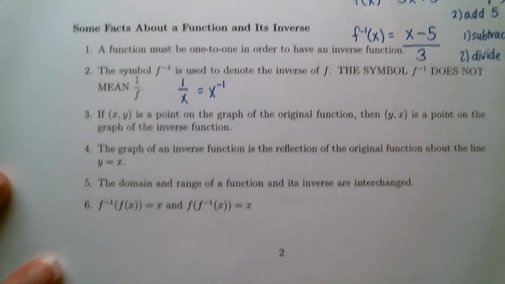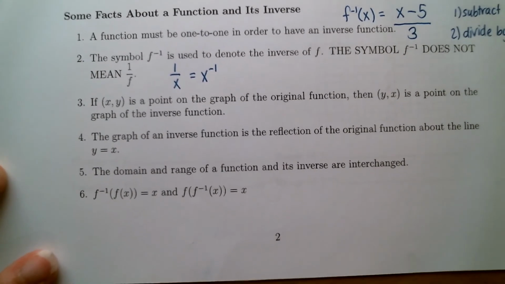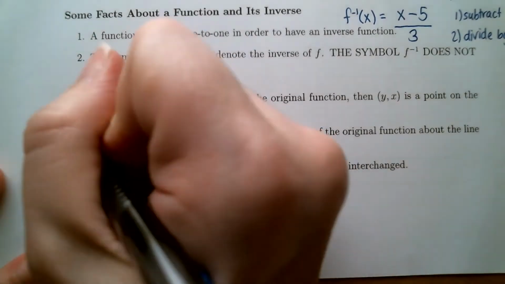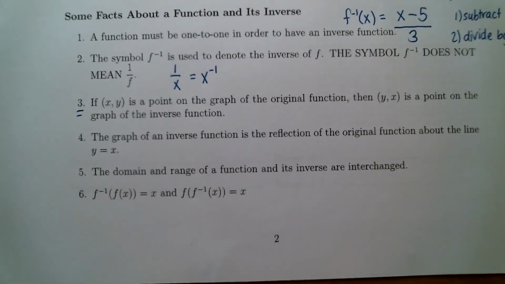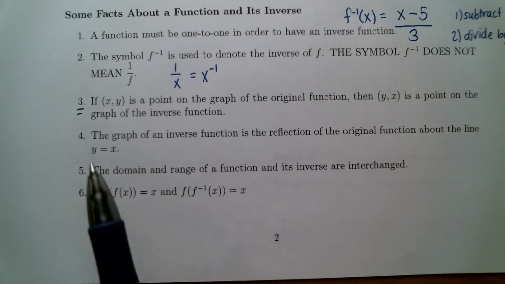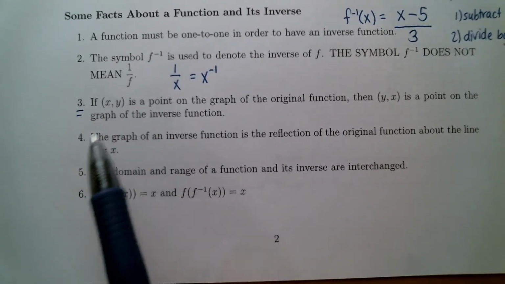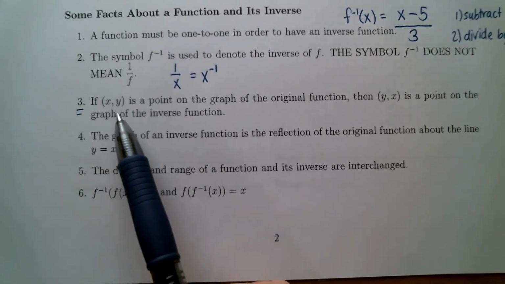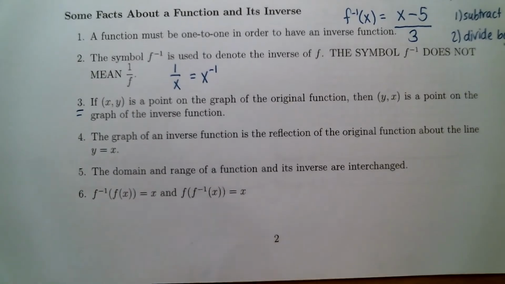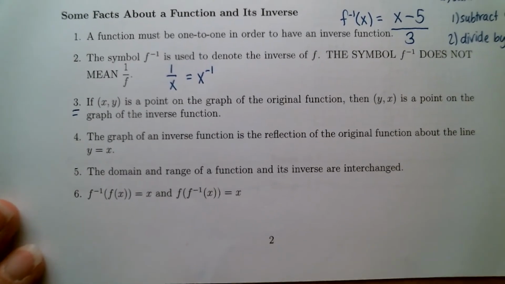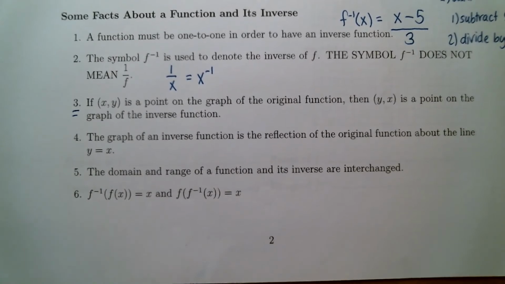All right, number 3, ultra important. This is kind of the whole idea that's going to help you find inverses. Inverses undo each other. So if (x, y) is a point on the graph of the original function, then (y, x) is a point on the graph of the inverse function.